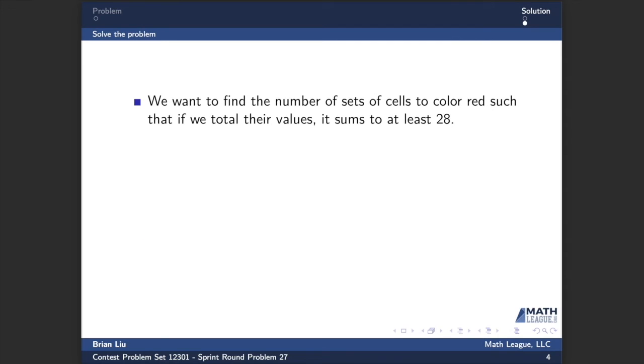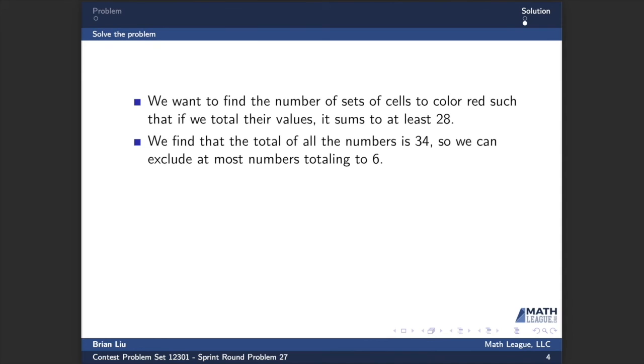So, and now we think back to what we want. We want to find the number of sets of cells to color red such that if we total their values, it sums to at least 28. Right? So, well, what does this mean? How do we count this? We count this by looking at 28, which is almost all of the cells, basically. 34 is the total of all the cells. So we can just count which squares we can possibly exclude. Right? So we can exclude a total of at most 6.